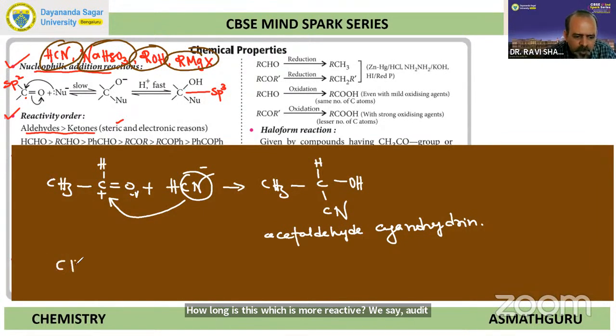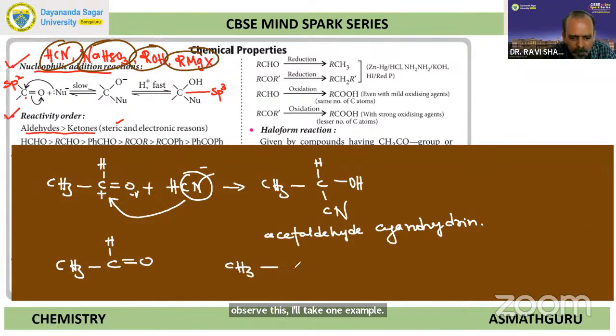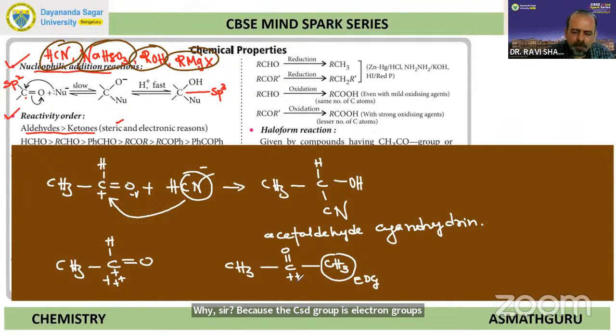If you observe this, I will take one example. Here, this is called the carbonyl carbon atom. It is having a positive charge. But here, the positive charge on the carbonyl carbon atom is more, whereas here, the positive charge is less. Why, sir? Because the CH3 group is an electron donating group. It decreases the positive charge on the carbonyl carbon. So more the positive charge, more the reactivity.